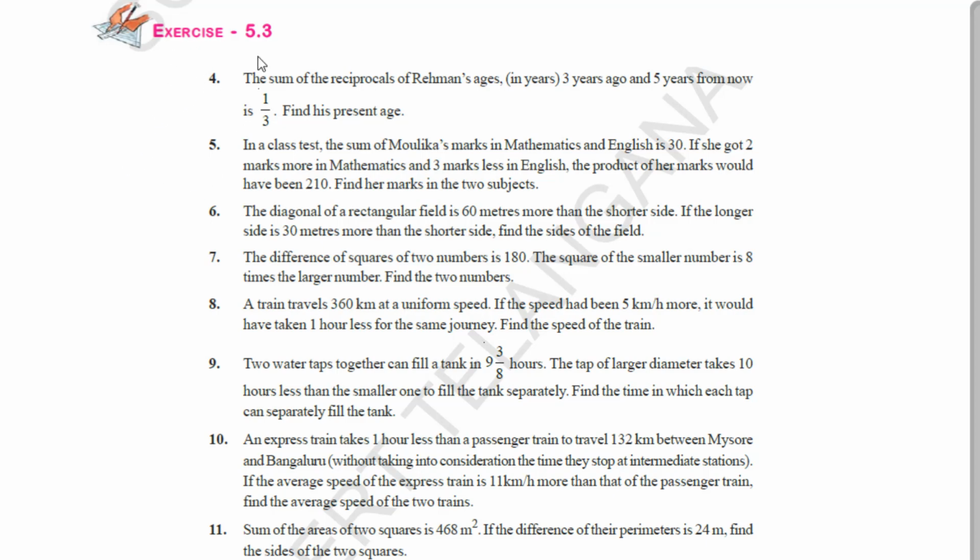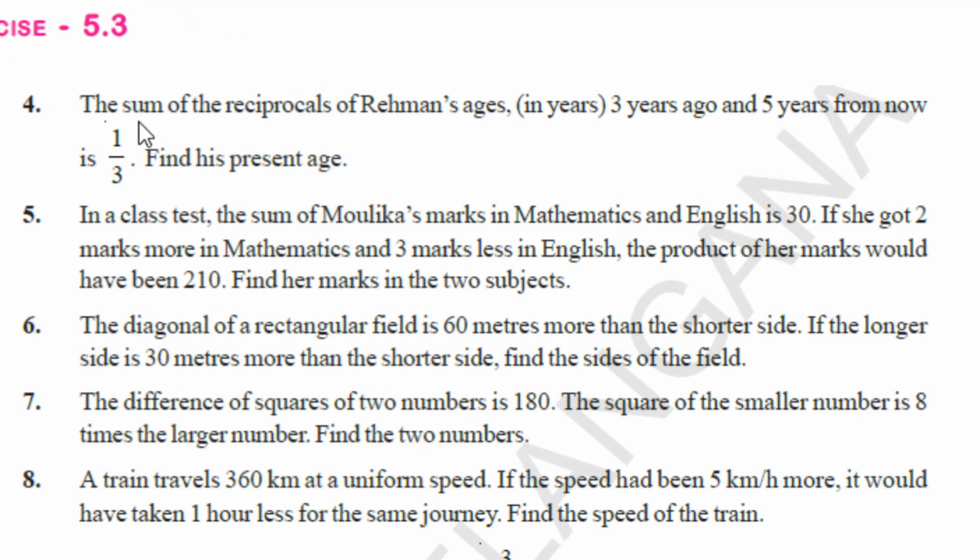The fourth problem is given as: the sum of the reciprocals of Rehman's ages in years 3 years ago and 5 years from now is 1 by 3. Find his present age. By reading this problem only once, we do not understand it properly. So to make this clear, we have to read this problem again and again until we understand it clearly. So I am going to read this problem again.